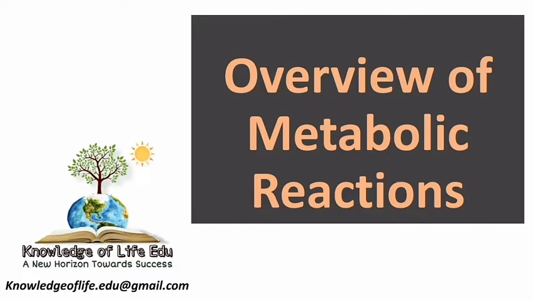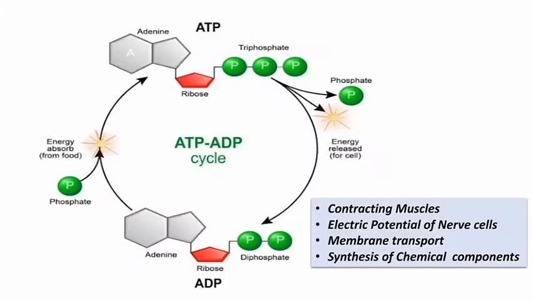Now, the major amount of energy that is produced is in the form of heat energy, and another is in the form of a high energy compound, that is ATP. About 40% of the energy that is produced is in the form of the high energy molecule, that is the ATP or the adenosine triphosphate.